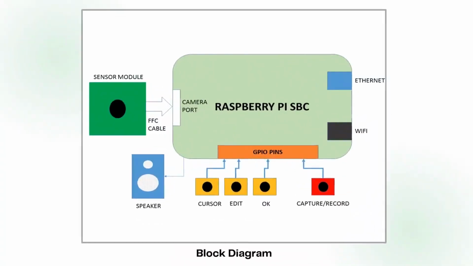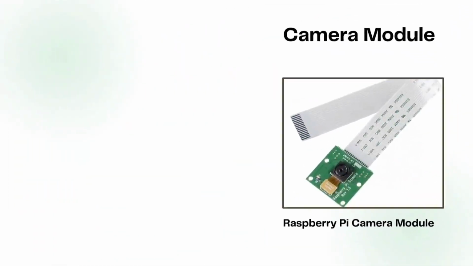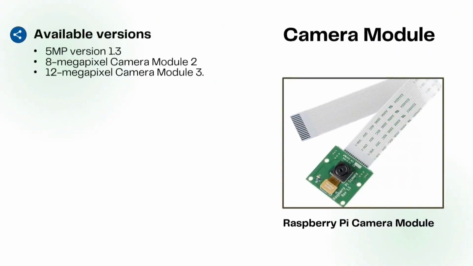Now let's take a look at the block diagram. A simple block diagram depicting what we plan to do is shown here. Several versions of Raspberry Pi camera modules are available, such as the 5 megapixel type, which is version 1.3, the 8 megapixel version, which is camera module 2, and the 12 megapixel version, which is camera module 3. The version we are going to use is version 1.3.